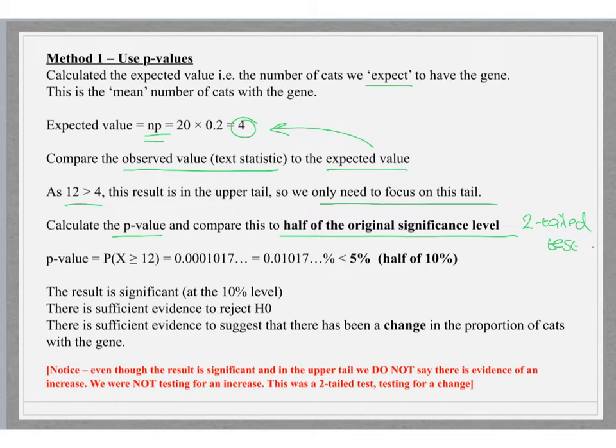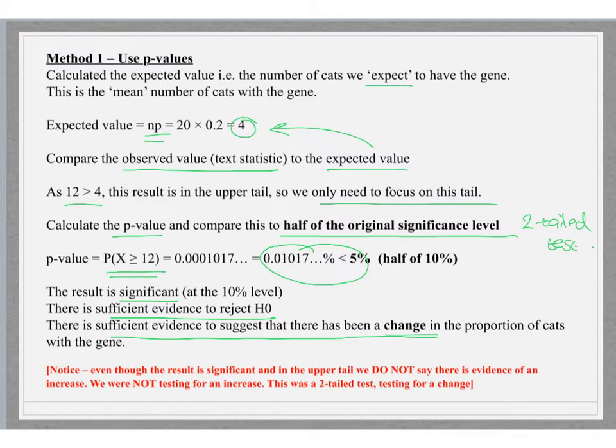The p-value is equal to the probability that X is greater than or equal to 12, which works out to be definitely less than 5%. Use your graphical calculator to work out this value. This means that the result is significant at the 10% level. There is sufficient evidence to reject H0, and there is sufficient evidence to suggest that there has been a change in the proportion of cats with the gene.